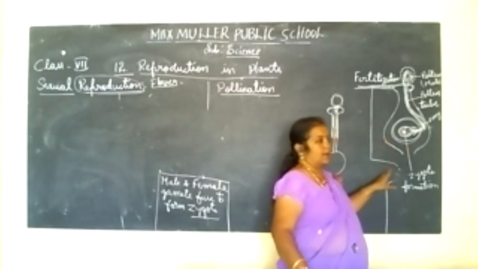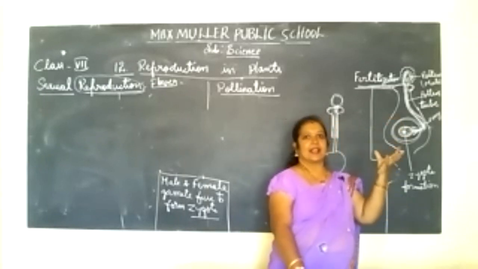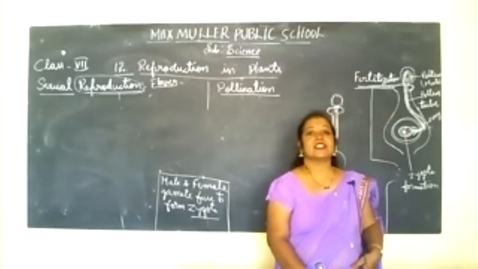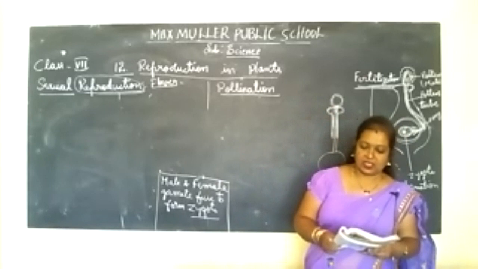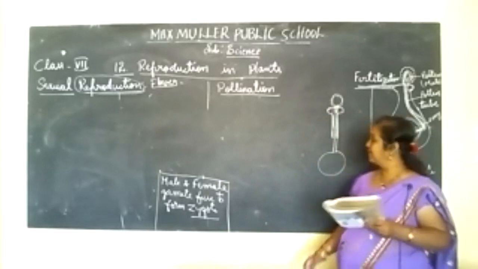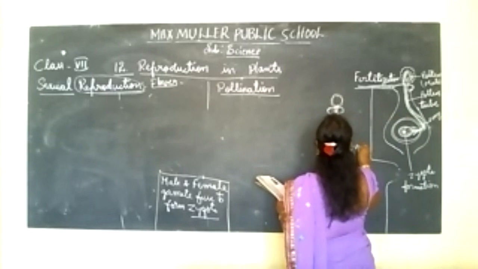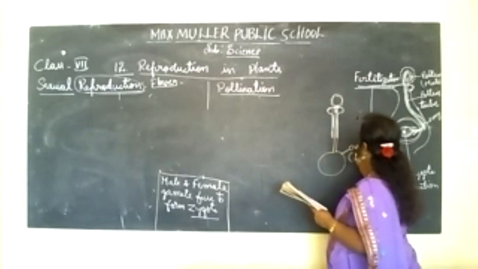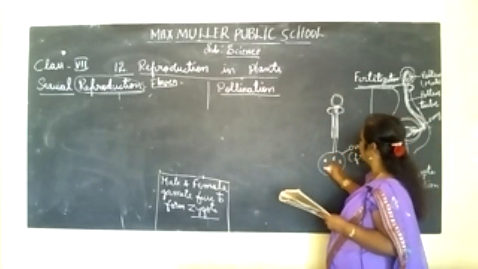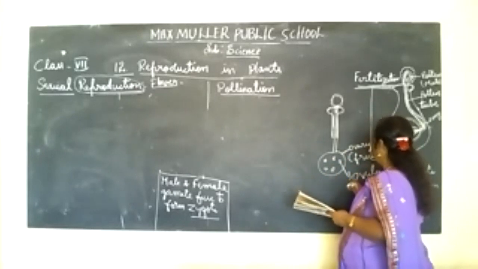Then the outer sepal part and petal part will all fall off. Only this part will start to develop as a fruit. Okay, so then fruit and seed formation will happen. After fertilization, the ovary grows into a fruit. Okay, see, this is the ovary. It is growing into a fruit. And here the ovules are there. Those ovules are growing into seeds.